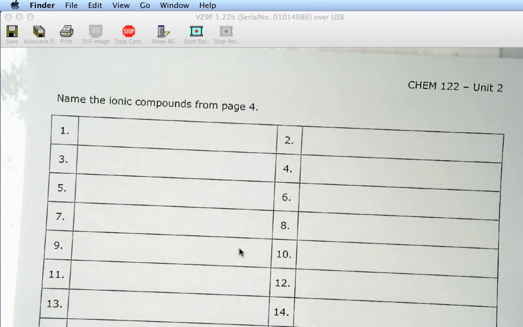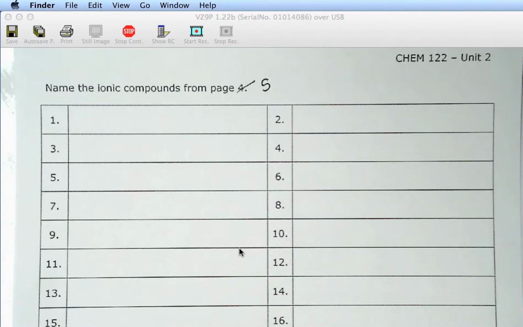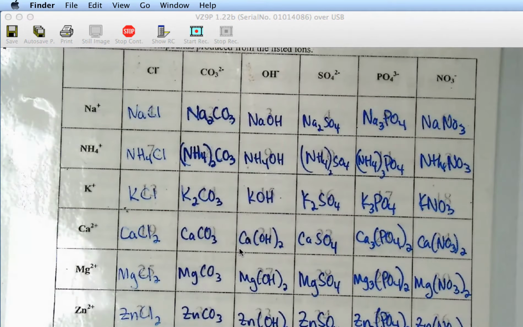Where's the wrong page reference? Page 5, yeah. I was going to say it's not. So it should be page 5. Thank you. This is the page where you did all of that crossing and dropping.